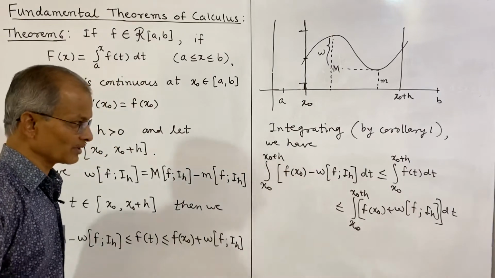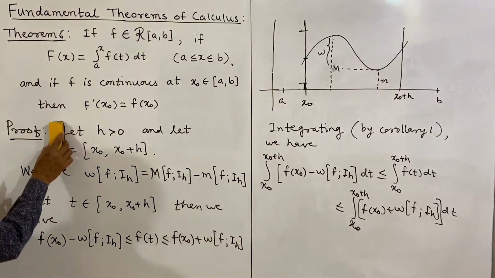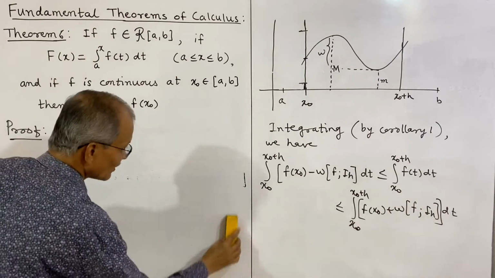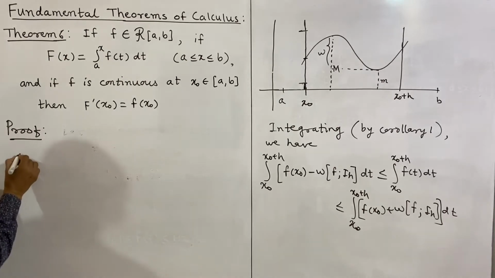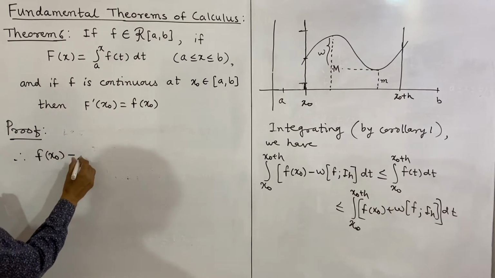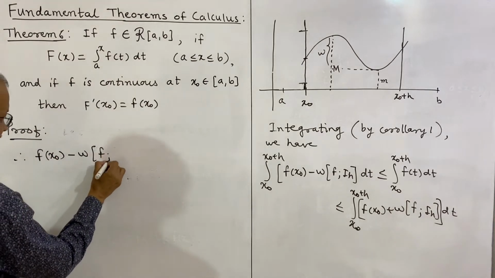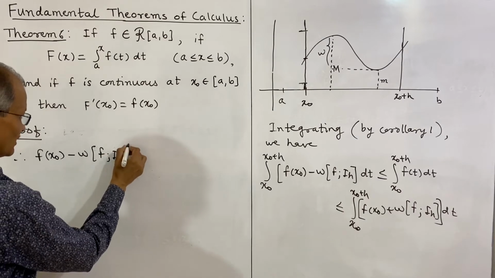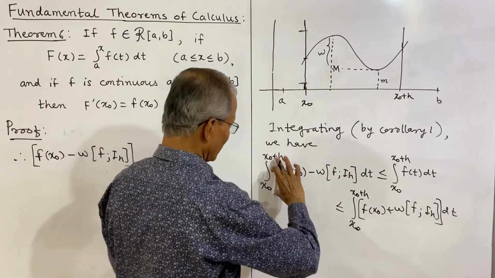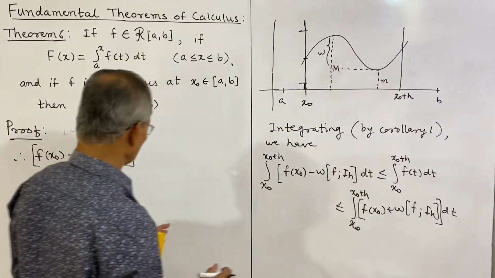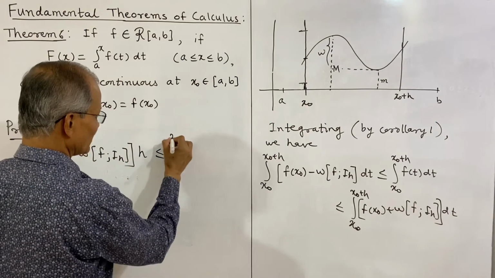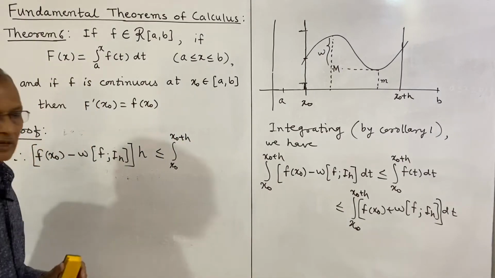We have used this type of result in theorem number 5 also. Further, this implies that we can write this term, f of x naught minus oscillation of f over I h, multiplied by h, because the integration from x naught to x naught plus h of dt is h. So, that is h, and it is less than or equal to the middle integral, which we will keep as it is, the integral from x naught to x naught plus h of f of t dt.